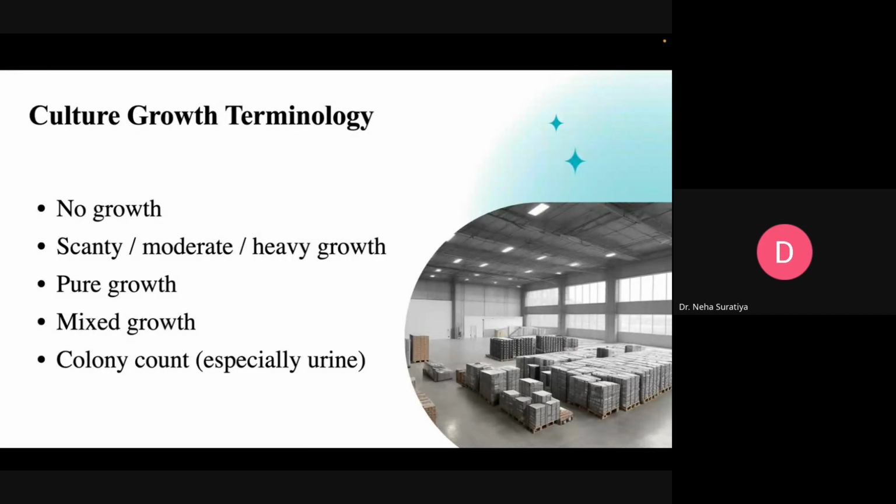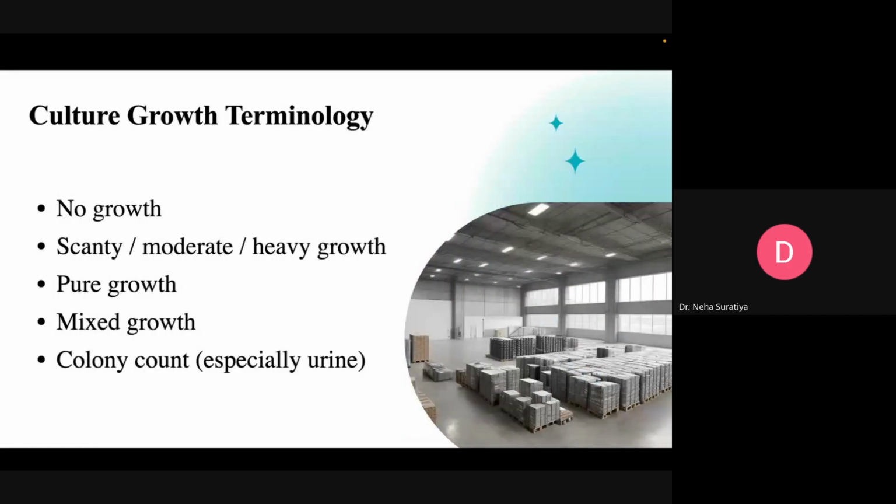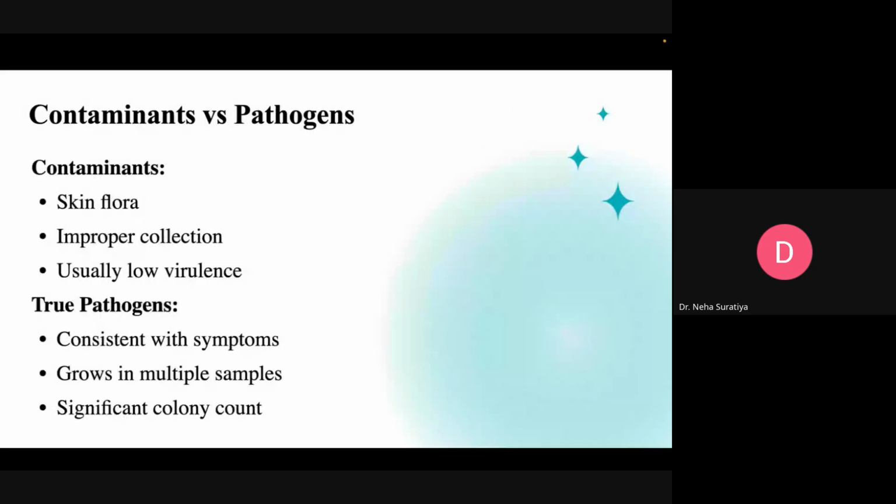Now we need to understand contaminants versus true pathogens, because after culture growth terminologies, this is another thing that becomes very important while reading the culture report: contaminants versus the pathogens itself. Now as I earlier told you, if the colony forming count is 10 raised to 5, it is a significant UTI. That means bacterial pathogens are involved. While if it is less than 10 raised to 3, it is a contamination and there is no role of bacteria, of pathogens, in it. So you need to understand what contaminants are and what pathogens are, okay.